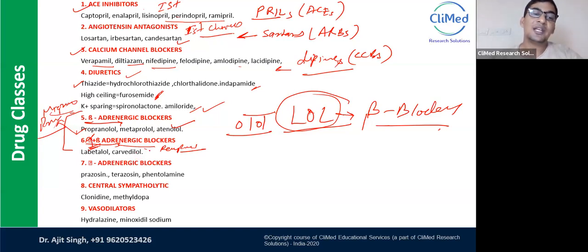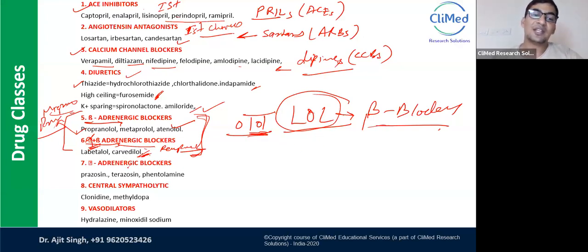But usually alpha and beta adrenergic receptors are blocked by this category. These both are beta blockers usually. These alpha and beta adrenergic receptor blockers have an extra activity, they can also block the alpha adrenergic receptors. But wherever you see LOL, either atenolol, metoprolol, propranolol, carvedilol, or whatever, all LOLs are beta blockers.